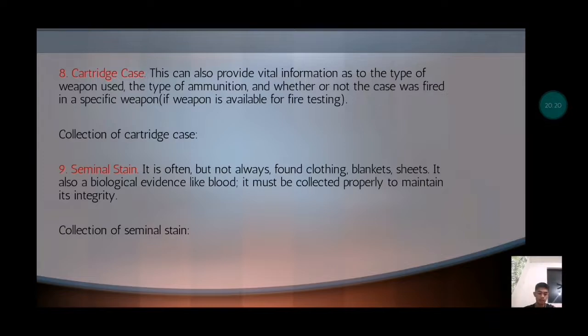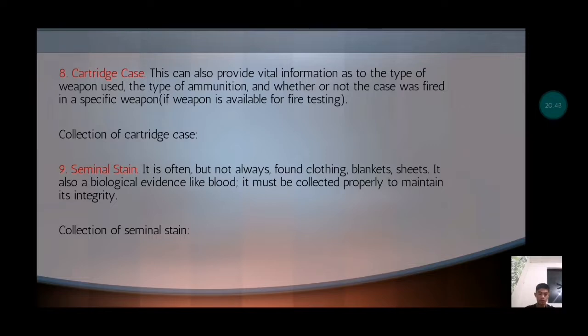Number 8 is cartridge case. The cartridge case can also provide vital information as to the type of weapon used, the type of ammunition, and whether or not the case was fired in a specific weapon, if the weapon is available for firearm testing.